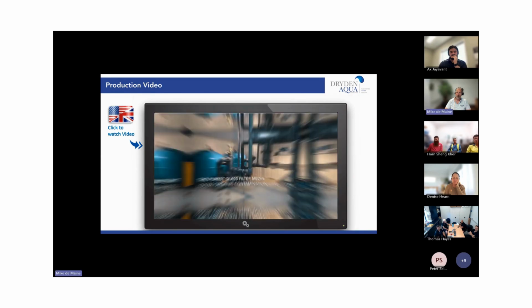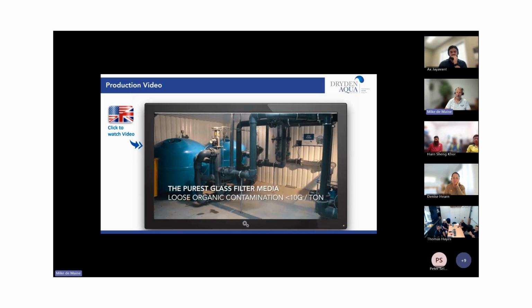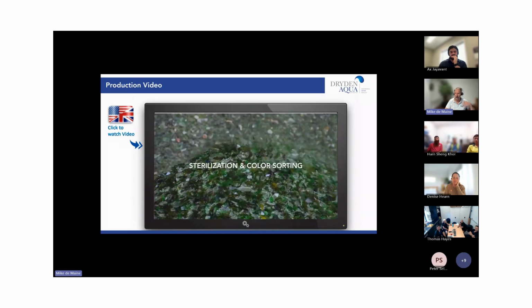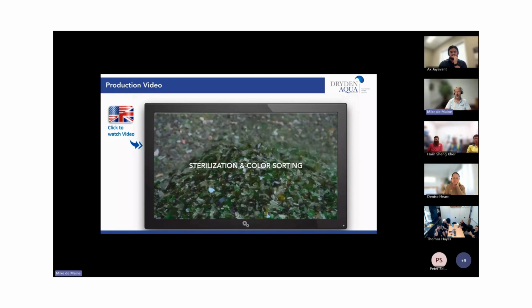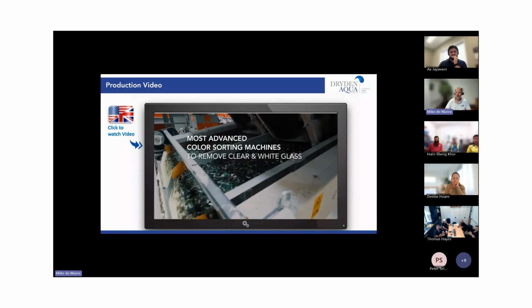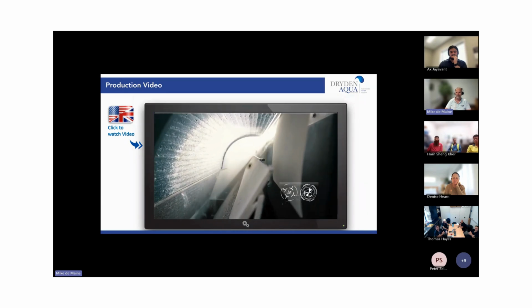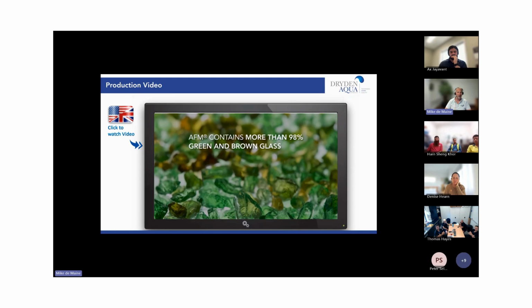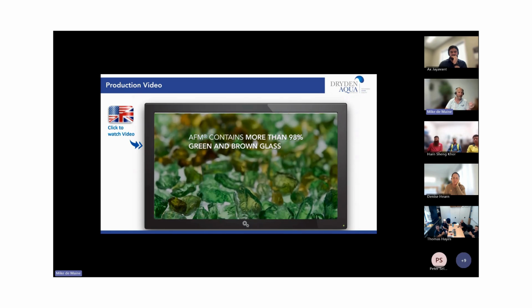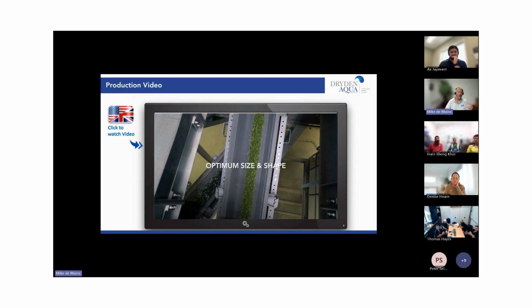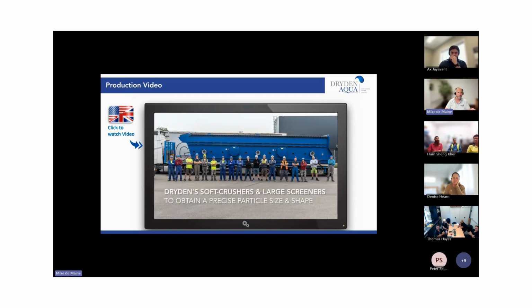It's using our AFM for our own filtration, which we recycle the cleaning water continuously until it's no longer usable for cleaning. These are the most advanced color sorters in the world. This is where we remove the clear glass. We don't want the clear glass because clear glass doesn't have the metal oxides in it to be able to go through the activation process.